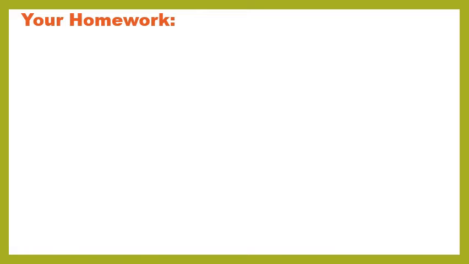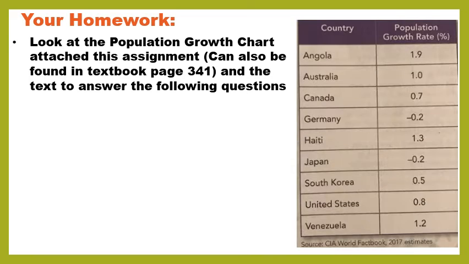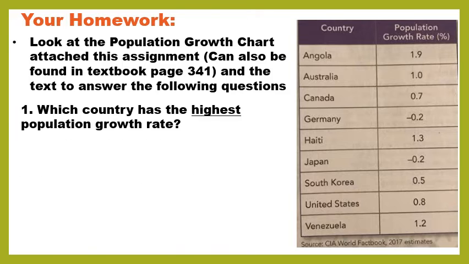All right, so what is your homework for today? Well, you're going to look at the population growth chart attached to this assignment. It also can be found in textbook page 341. Here's what it looks like. And you're going to use this chart and the text that I'm going to show you next to answer the following questions. And the questions are, number 1, what country has the highest population growth rate?